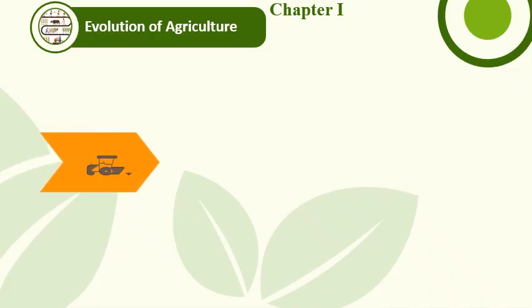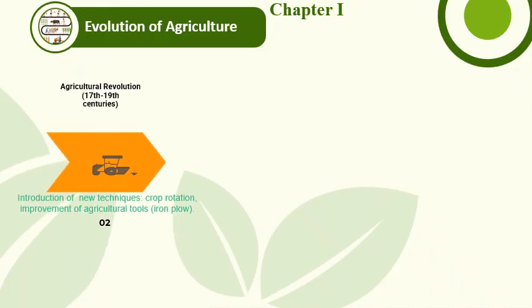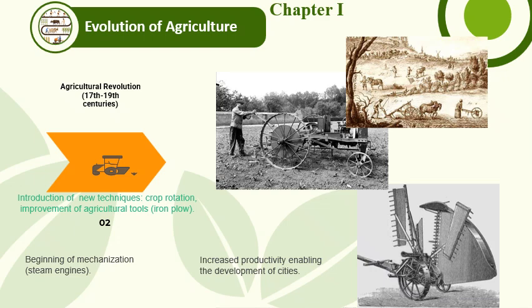The second stage is the agricultural revolution, which took place between the 17th and 19th centuries. This period introduced important innovations such as crop rotation and improved agricultural tools, including the iron plow. It also marked the beginning of mechanization with the use of steam-powered equipment. As a result, productivity increased and agriculture became more efficient.